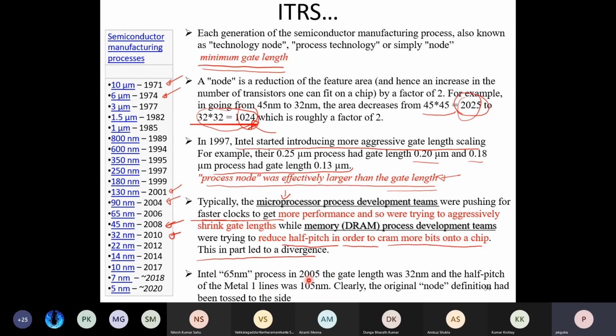But as I said, historically there has been debate whether to reduce the gate length or to reduce the pitch, that is the distance between the metal lines. I'm not talking about the distance between metal 1, metal 2, metal 3. I'm talking about the distance in the same layer between different adjacent metal lines. So for memory people, the adjacent metal line distance is very important. For the processor people, the device dimension is very important, and so on. So this is some history.